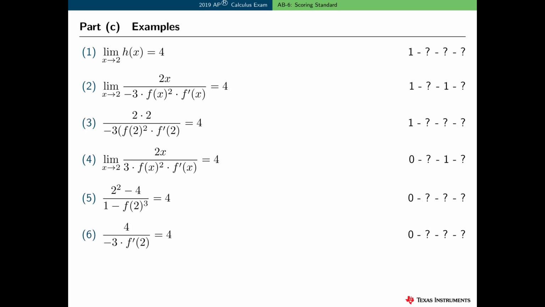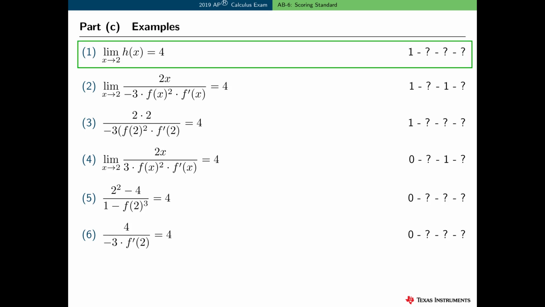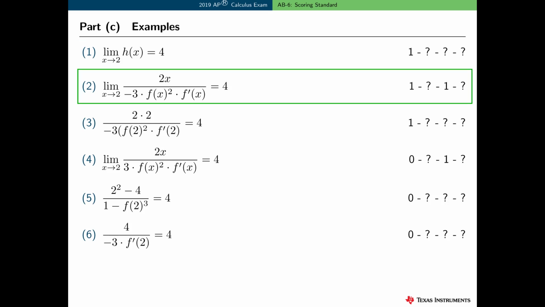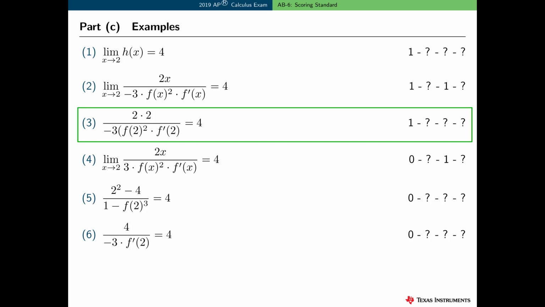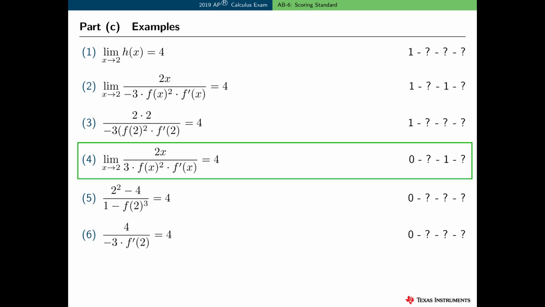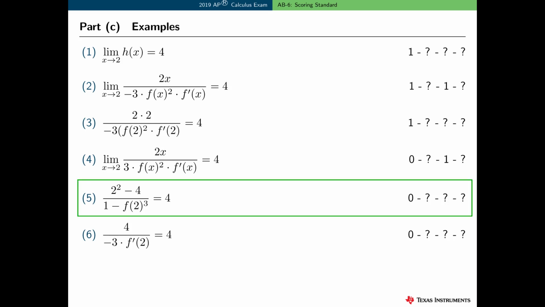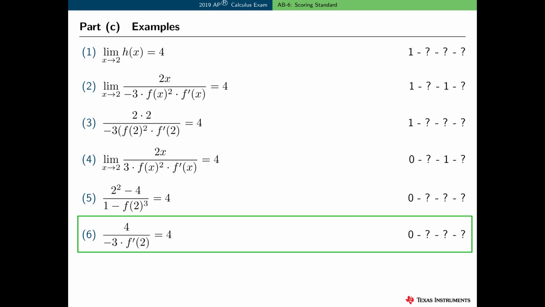Here are some example student responses focusing on the first point and how each was scored. In example 1, here's a very simple way for the student to earn the first point. In example 2, the student has conveyed the connection and demonstrated L'Hopital's rule. So this actually earns the first and third points. In example 3, the student has made the connection for the first point, but that's it so far. And notice that there is no limit symbol here. In example 4, there is an error in the derivative of the denominator. So the student has conveyed L'Hopital's rule, point 3, but not the first or limit point. In example 5, the limit point is not conveyed, and in example 6, similarly, the limit point is not conveyed.